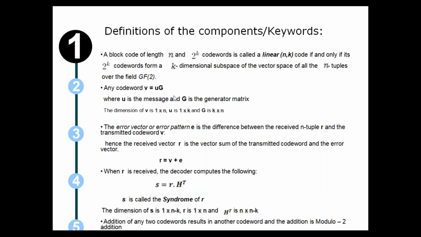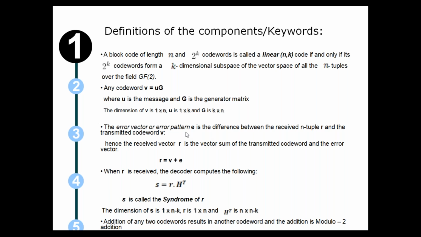In this particular slide some other letters are used to indicate the message. Last class we have used x equal to m into G. Anyway, here v represents the code word, u is the message word and G is the generator matrix, and the dimension of each is represented here. The dimension of v is 1 by n, u, the message word, is 1 by k, and the generator matrix has the order of k by n.